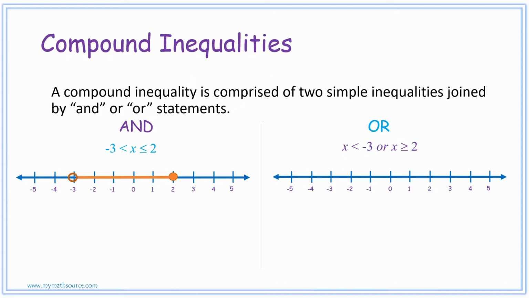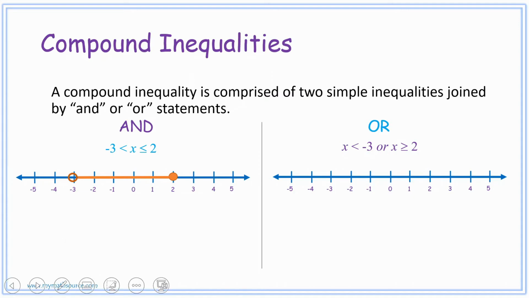Now on the other side, we have the same numbers, but this time it's or. Because x is less than -3 or x is greater than or equal to 2, we have the two extremes. It's going in either direction. And so we're not including anything that's in between. There's no intersection if you've ever done Venn diagrams. And so we use the or statement.